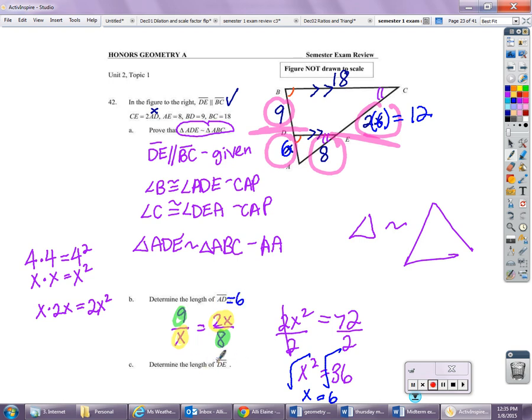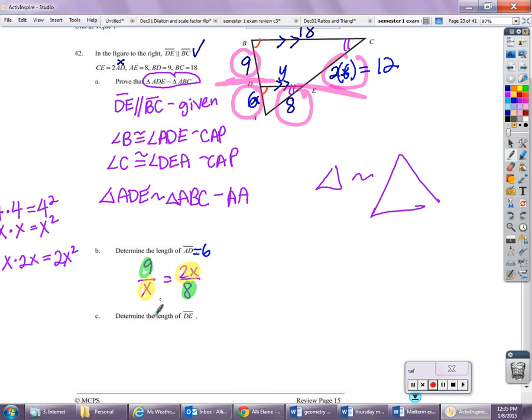Determine the length of DE. Okay, oh goodness. Alright, so DE is this one right here. My picture looks like a mess. Okay, so if you want to find DE right there, I'm going to draw the small triangle, which has a 6, an 8, and a Y. And I'm going to draw the big triangle, which has an 18, a 9 with 6, which is 15, and a 12 with 8, which is 20.